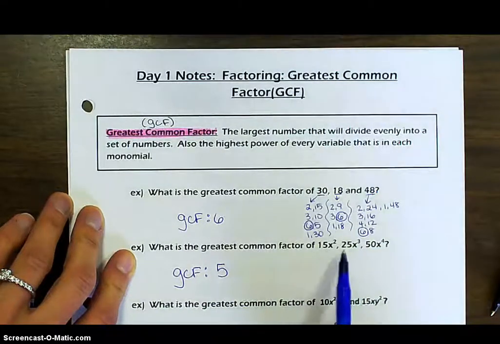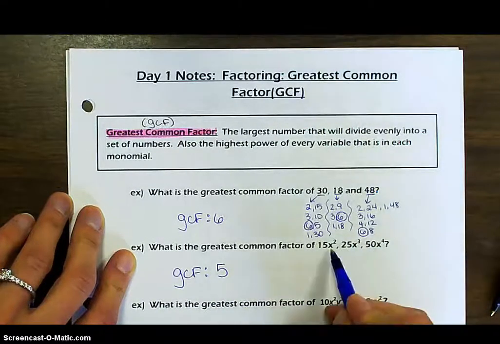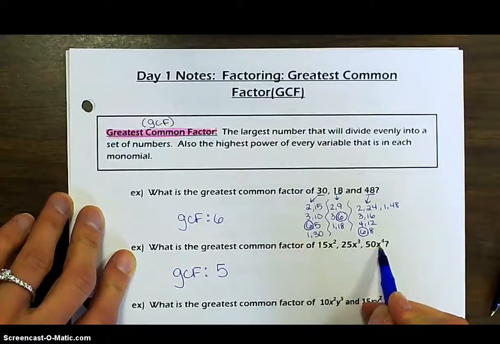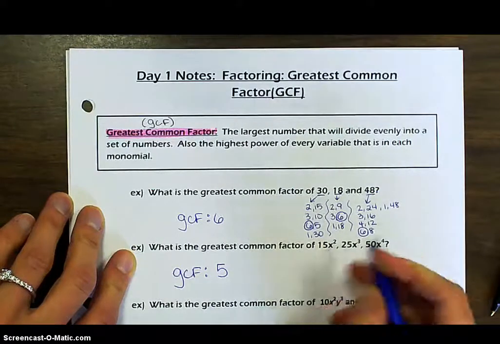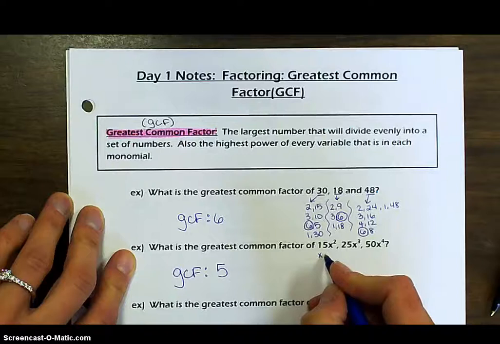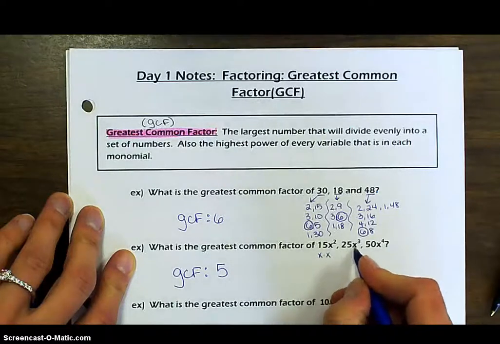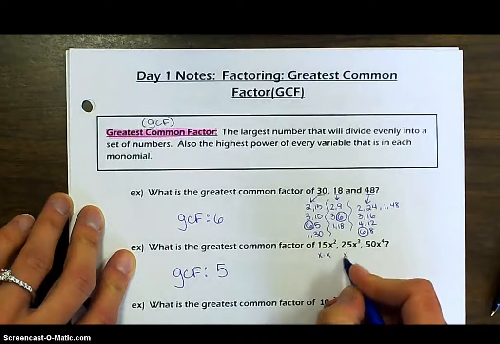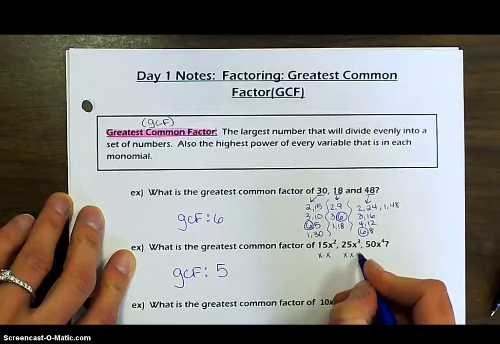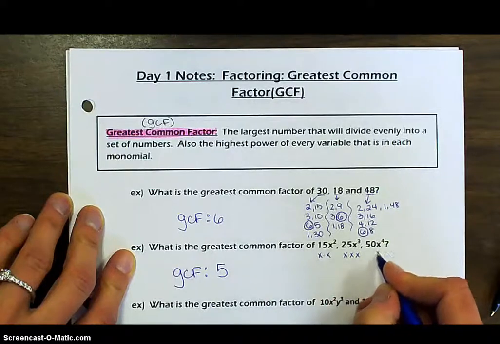Now, what else do all 3 of these have in common? They all have an x in common. If I take a look at 15x squared, x squared means there are going to be 2 x's, x times x. X to the third means there are going to be 3 x's, x times x times x. Here, there's x to the fourth, so there are 4 x's.